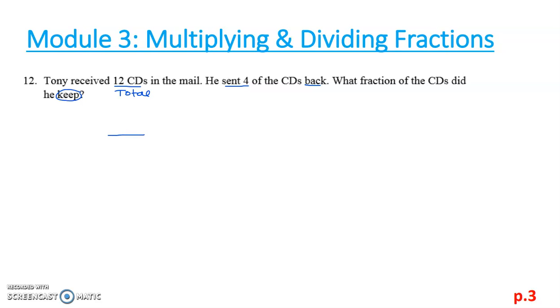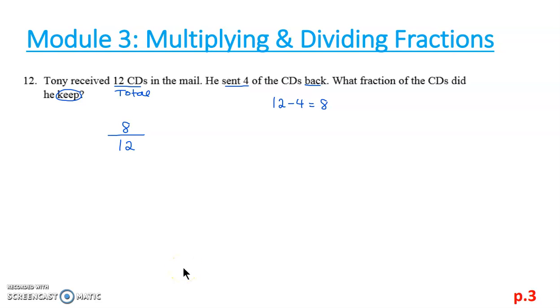Okay, well, the total is going to be 12. That won't change. That's how many he got. That's our maximum, our denominator. He sent 4 of them back. So he took 12 minus 4. He took 4 of them away and sent them off. So that leaves us 8. So that means that 8 of them is what he kept. So the fraction that he kept is 8/12.